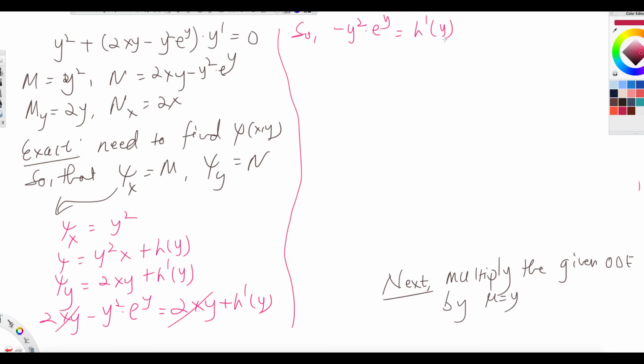Now we need to find out the h of y, right? Because after you find out h of y, you are done, because you will plug in here. You see that? So how do I find out h of y? We need to integrate on both sides, right? Therefore, h of y is equal to negative integration of y squared times e to the y dy.